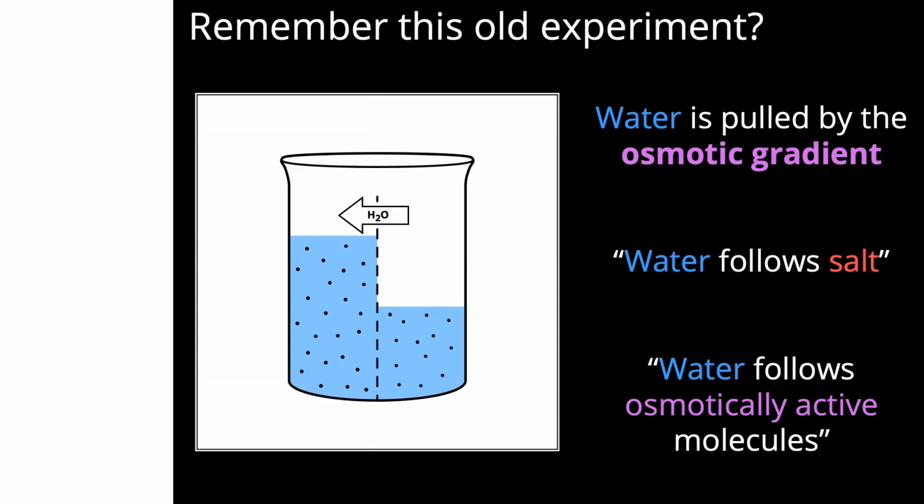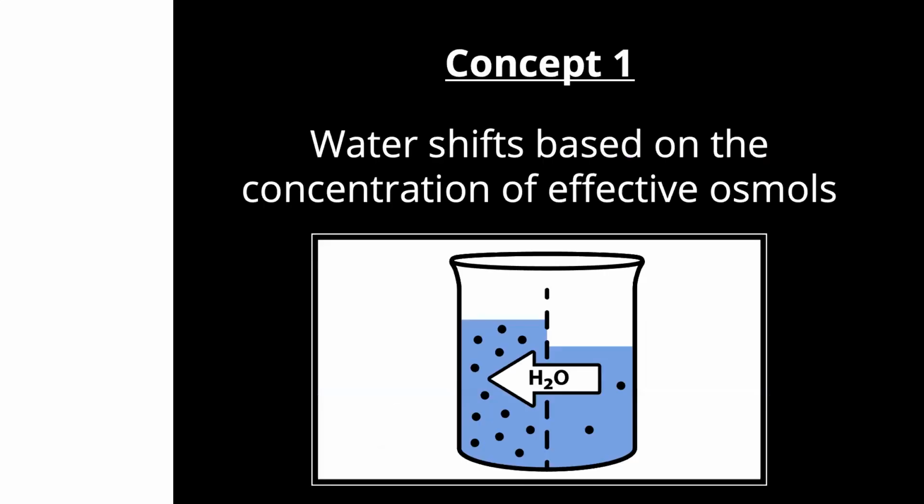Okay. Now, in reality, there's a little bit of hydrostatic pressure on the left, and the left may be slightly more concentrated. You may have, fitting that in with the physiology of the glomerulus or Starling's forces at the level of a capillary. But this idea is very important. So this is going to be our first concept, concept 1. Water shifts based on the concentration of effective osmoles.